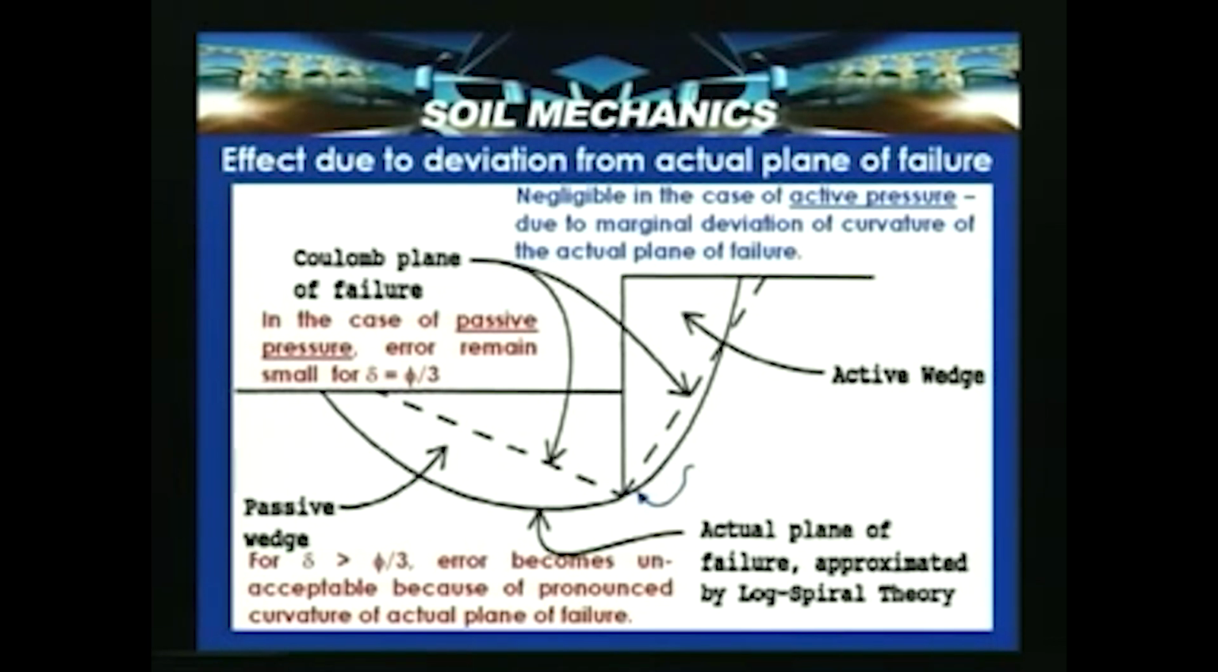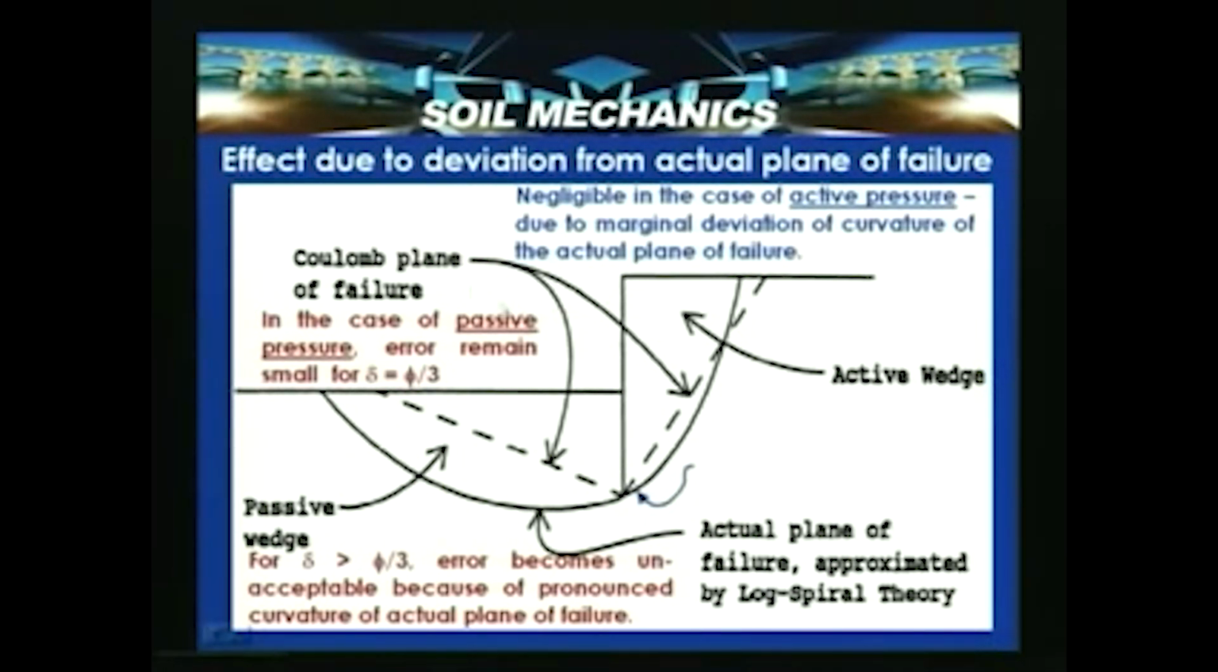So if you look at this, this is the actual failure plane, and this is what has been assumed as a plane for the sake of convenience in the analysis by Coulomb. The error is negligible in the case of active pressure due to the marginal deviation from the curvature of the actual plane of failure. So because there is a marginal deviation, it is negligible as far as the active state is concerned.